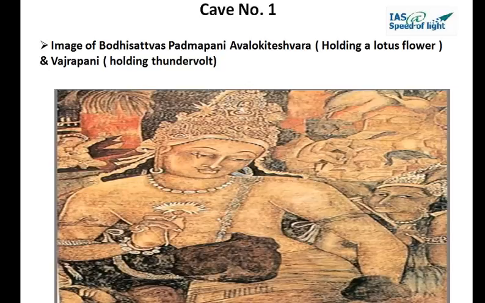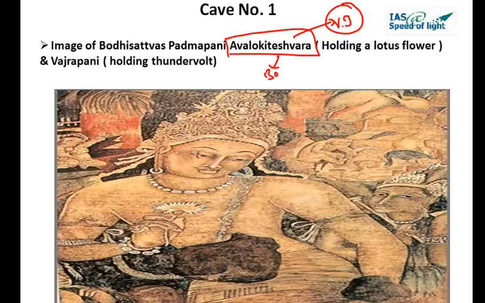This is cave number 1 of Ajanta. Image of Bodhisattva Padmapani Avalokiteshvara. Very, very important. Holding a lotus flower, and Vajrapani holding a thunderbolt. This is a very important term. Holding a lotus flower in his hand, Avalokiteshvara, and you'll find these paintings again in Bagh caves. It's a very important term, and we have to remember it for UPSC, Avalokiteshvara.